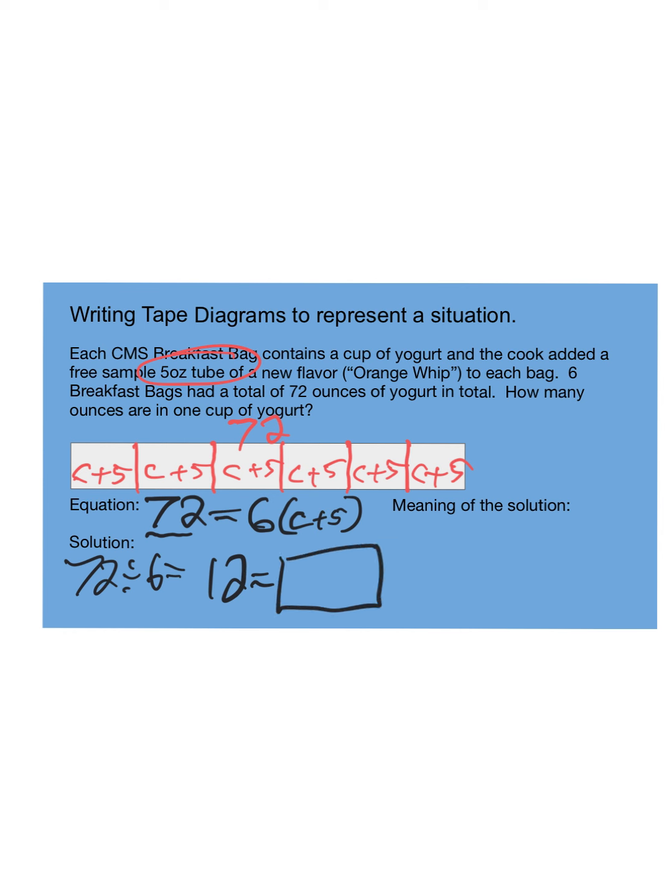And remember, the bag is my parentheses, C plus 5. Well, how do I get rid of a plus 5? I can minus 5. 12 minus 5 is 7. All right, so what does it mean? There are 7 ounces in one of the cups that they put in the bag.